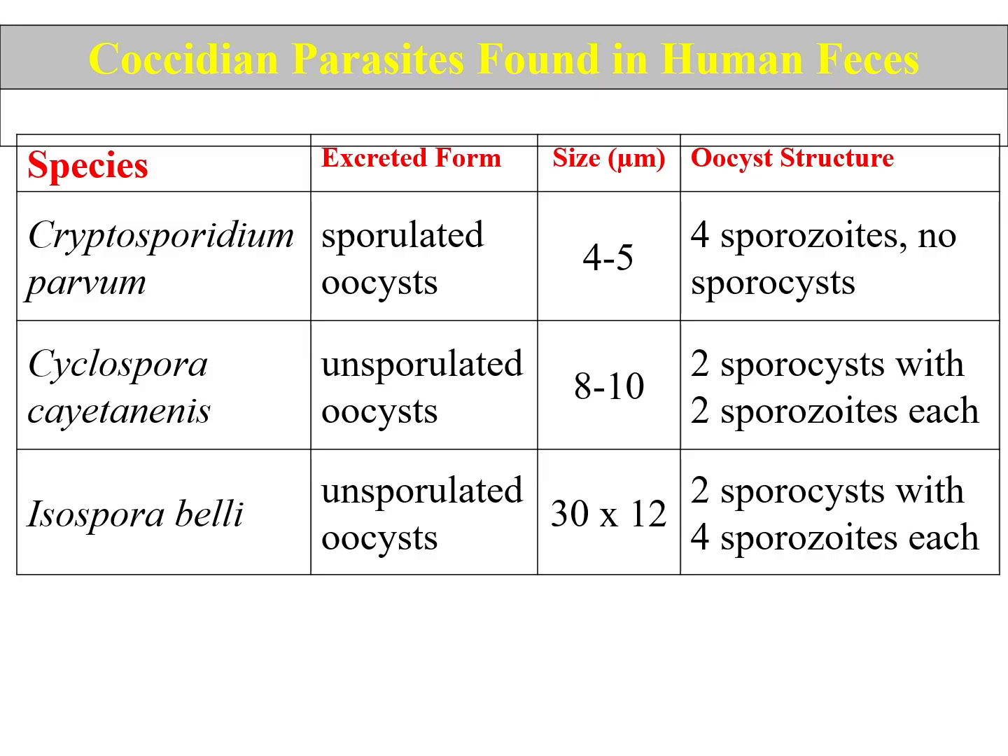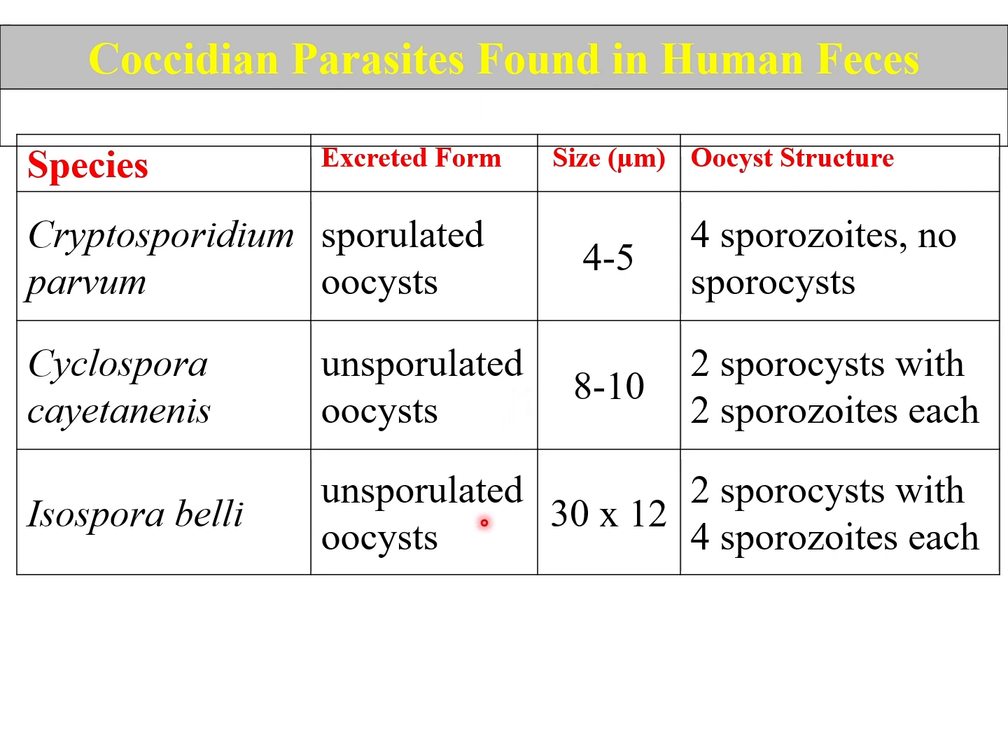To wrap up on the properties of the oocysts of the 3 select sporozoan intestinal parasites, remember that upon excretion, the sporulated oocysts of Cryptosporidium parvum are directly infective. These are small in size, and they contain 4 sporozoites with no sporocyst. For Cyclospora and Isospora, the oocysts are shed in the feces of patients as unsporulated oocysts, which means that they will require a small period in the outside environment to become sporulated.